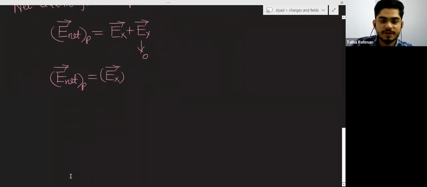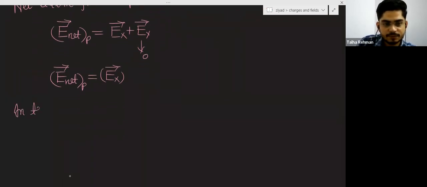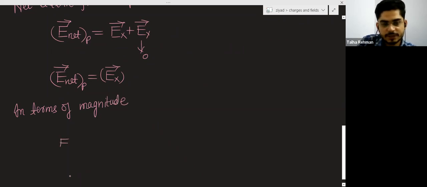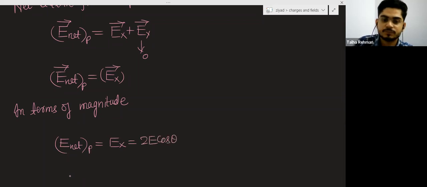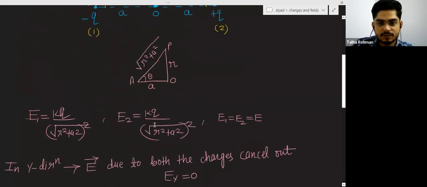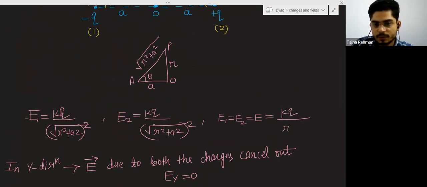In terms of magnitude, you can remove this arrow. E net at point P is equal to Ex. And what is Ex? 2E cos theta. And what is the value of E? E is KQ divided by R square plus a square, to the power 2, means under root of this and square of this.